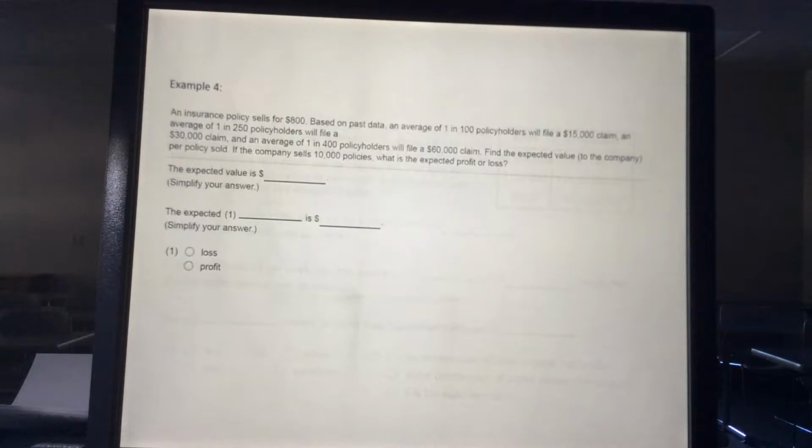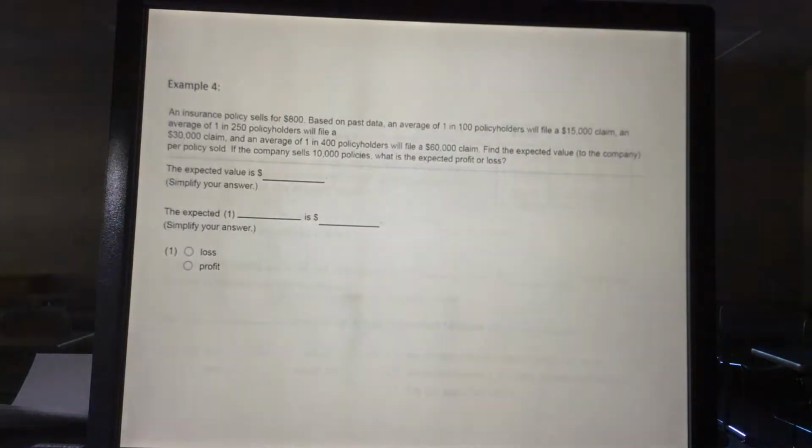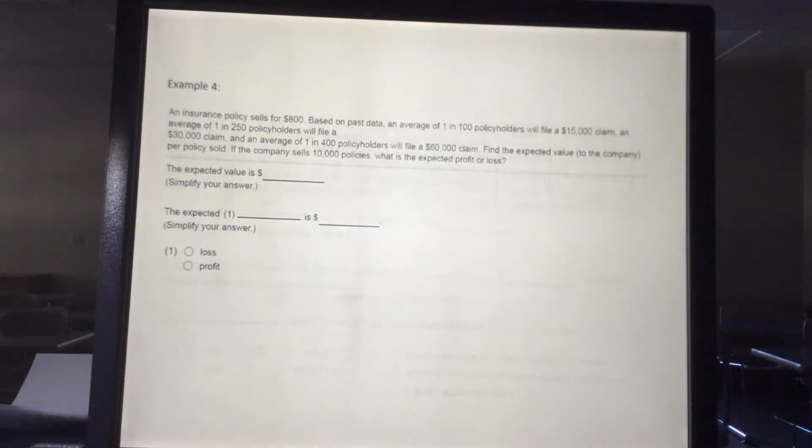All right, let's look at the next example of expected value. An insurance policy sells for $800. Based on past data, an average of 1 in 100 policyholders will file a $15,000 claim, and an average of 1 in 250 policyholders will file a $30,000 claim, and an average of 1 in 400 policyholders will file a $60,000 claim. Find the expected value to the company per policy sold. If the company sells 10,000 policies, what is the expected profit or loss?